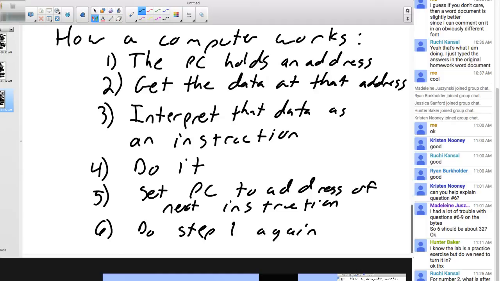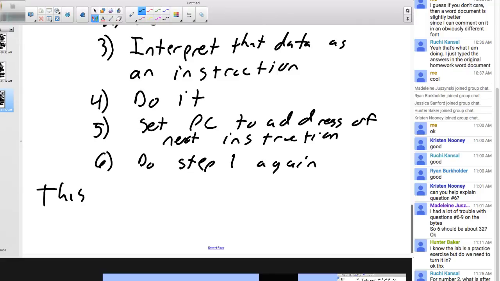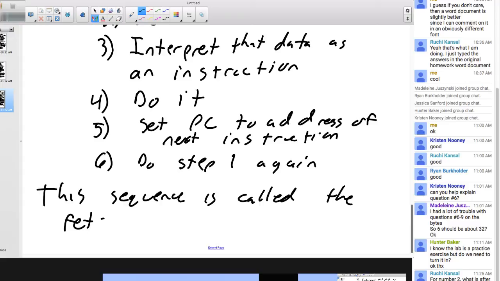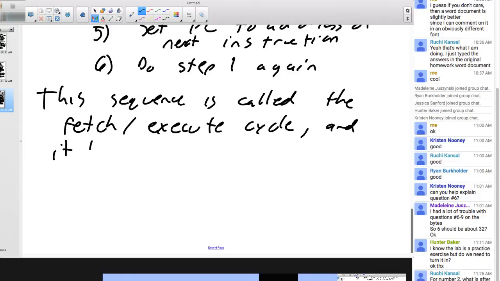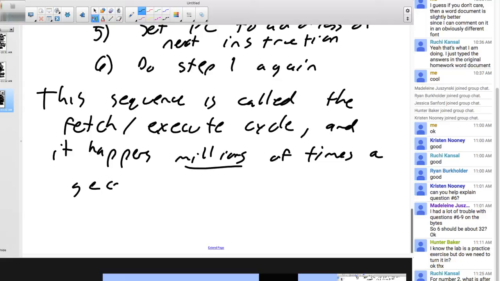This whole sequence of events is called the fetch execute cycle, and it happens millions of times a second. Just as I was writing that sentence, it happened millions and millions of times, for millions of instructions at millions of different addresses, cycling through over and over and over again. So that's what a computer does.